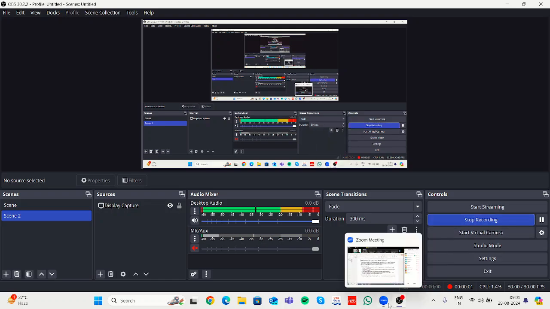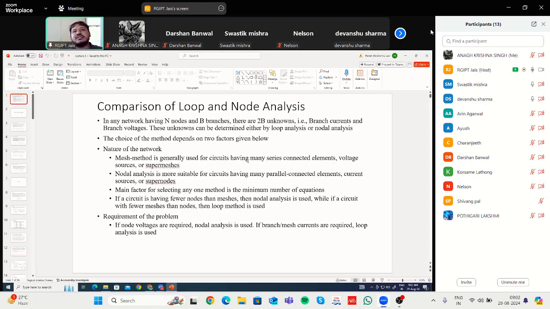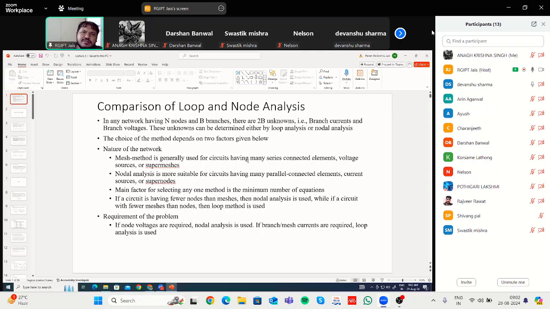Okay. The basic idea was, if in the circuit you see that there are many series connected elements, it is better to apply mesh analysis. If there are more elements that are connected in parallel, then it is better to apply nodal analysis. Okay. So that is the basic idea. The basic idea for this thumb rule is to reduce the number of equations that you have to solve. If you don't do this, no problem, you can still solve it.